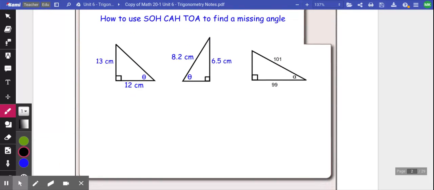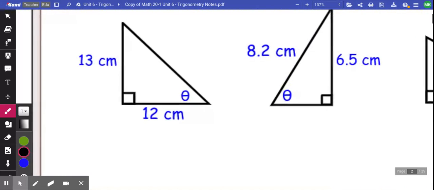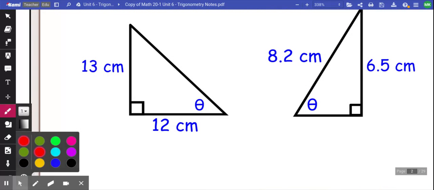Next, we're going to find missing angles. To find missing angles, we're going to use Sohcahtoa the exact same way. So the first thing we're going to do is label our triangles. This time, instead of labeling a triangle based on what angle you know, you're labeling it based on the angle you want to know. So this is the angle they've labeled as missing. So I need to label this triangle.